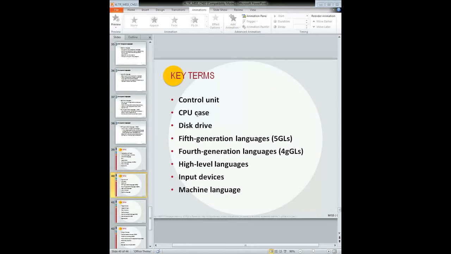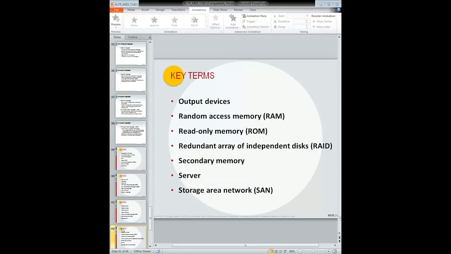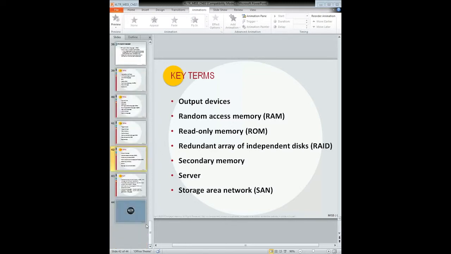We talked about fifth generation languages, fourth generation languages, third generation languages or high-level languages. We talked about input devices, machine language. We also talked about magnetic disk, magnetic tape, main memory, motherboard. We talked about NAS. We talked about operating system, optical disk, RAM, ROM, and RAID or redundant array of independent disks. We talked about secondary memory, server, and storage area network.